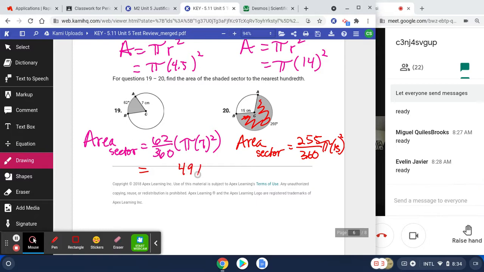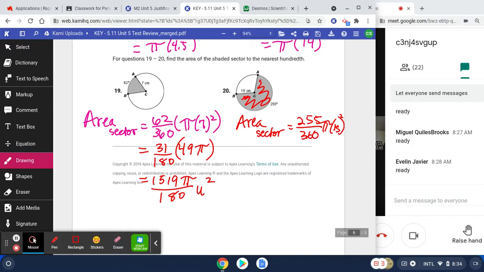I'm going to get 49 pi for the full area, and 62 over 360. I'm just going to start with dividing by 2. 62 divided by 2 is 31 over 180. And then let's just multiply it out and see if it reduces. 31 times 49, that's going to be 1519 pi on top over 180. And I don't even think that can reduce. I think that's our exact answer. That's unit squared.